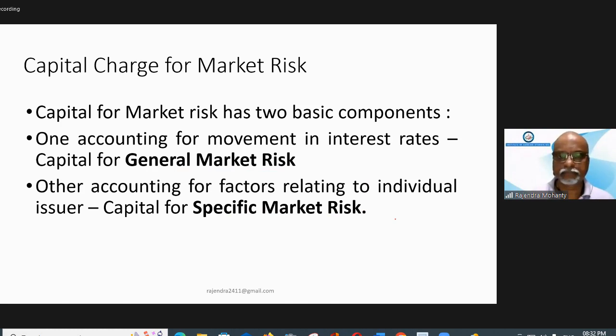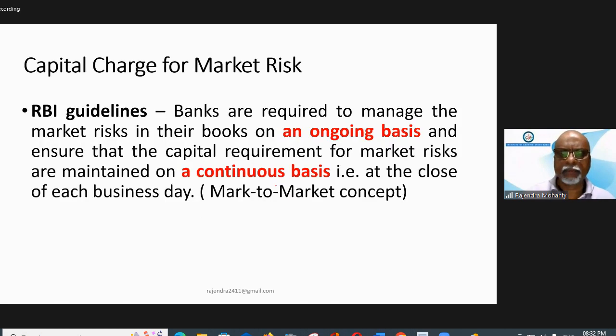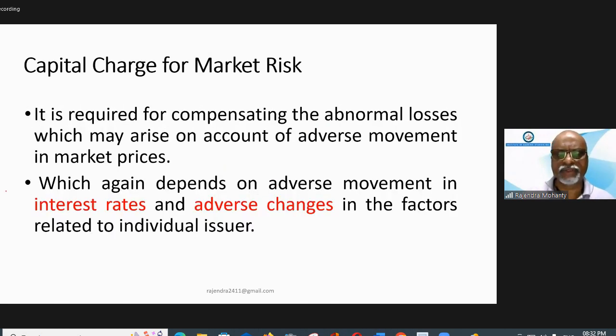Sir, please repeat specific market risk again, sir. Yes, sir. Sir, general market risk. Have you understood this one, which I explained? Yes, sir.